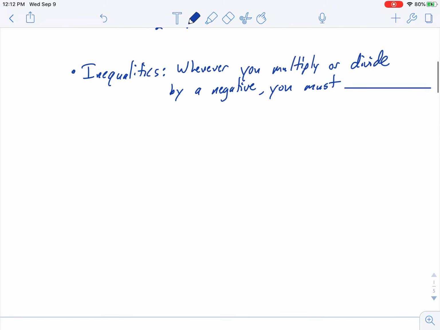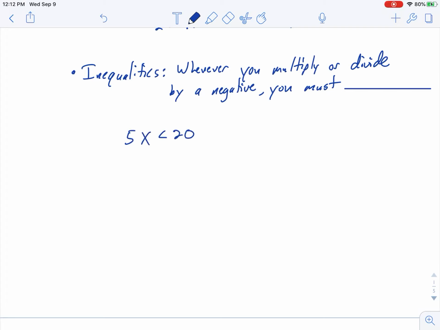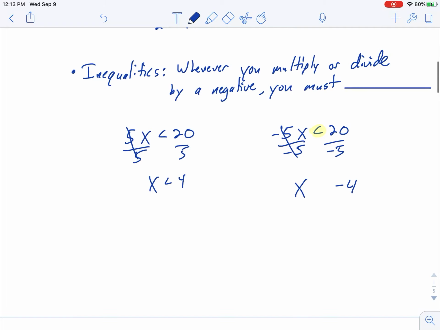But before I get too far into it, one thing about inequalities, whenever you multiply or divide by a negative, you must do something special. So if you had 5x is less than 20, and you want to solve this, you just divide both sides by 5, you get x is less than 4. But if you had -5x is less than 20, you want to solve this, you'll have to divide by -5. You get x over here, you get -4 over there, not 40, -4. And then there's something special you have to do with this symbol. Do you remember it? You must flip the symbol.